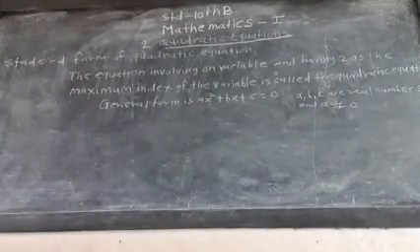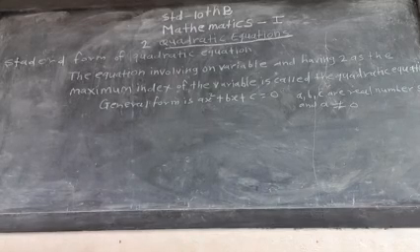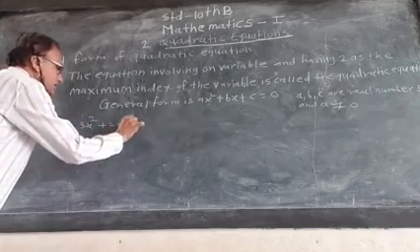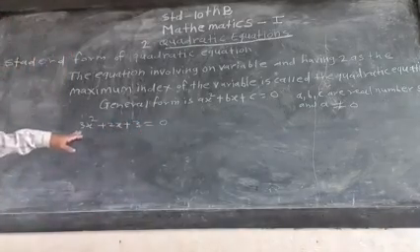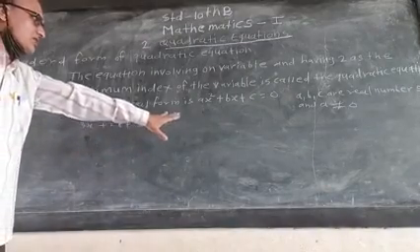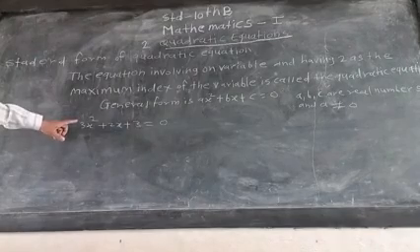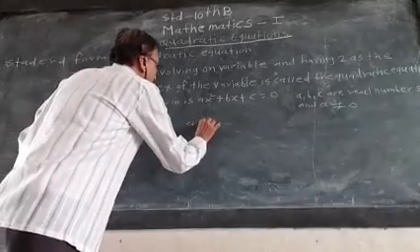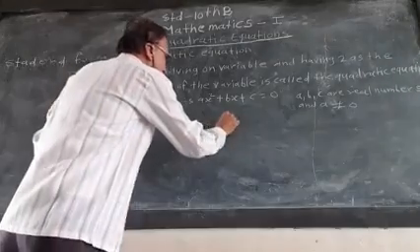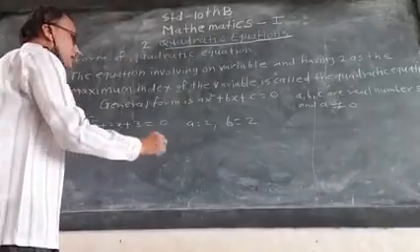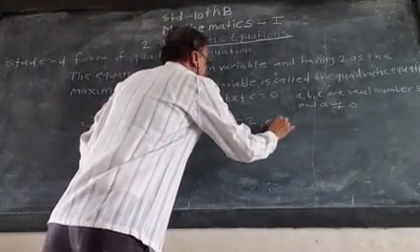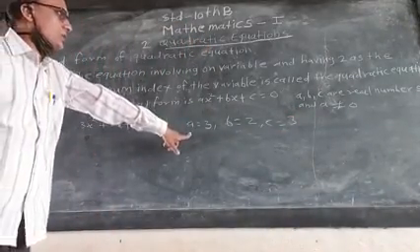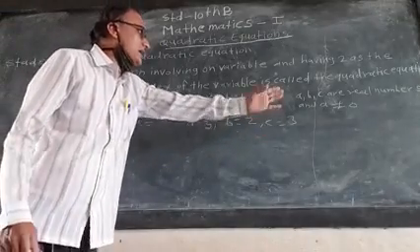For example, 3x square plus 2x plus 3 equal to 0. This is the standard general form of the quadratic equation. Here a equal to 3, b equal to 2 and c equal to 3. See here, a is not equal to 0. a, b, c are real numbers.